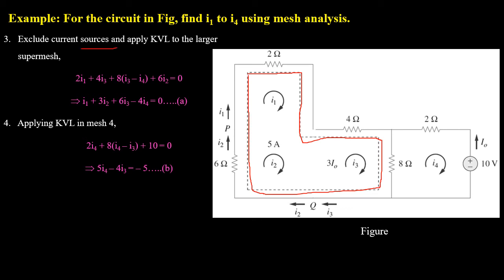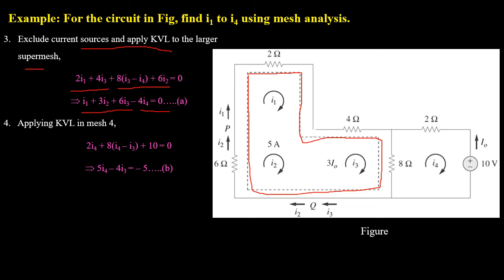Now we will apply KVL to this larger super mesh, which results in the equation 2I1 plus 4I3 plus 8 into (I3 minus I4) plus 6I2 equals 0. Or on simplifying, I1 plus 3I2 plus 6I3 minus 4I4 equals 0.